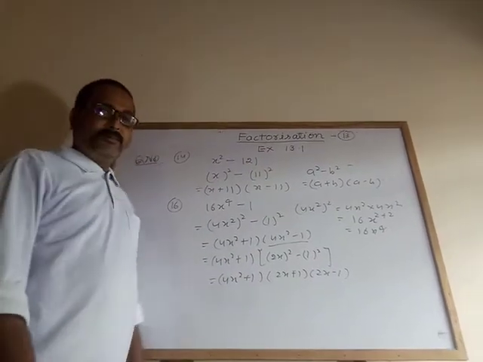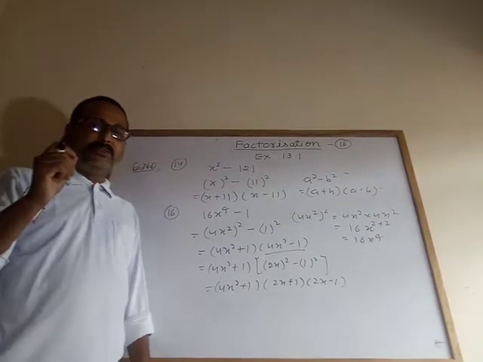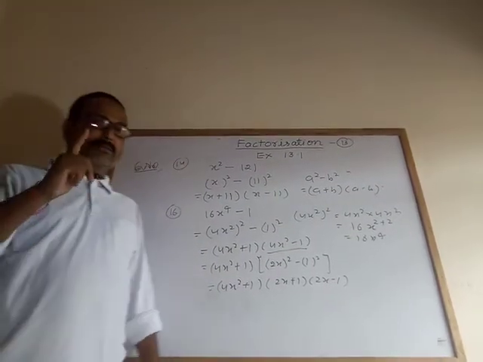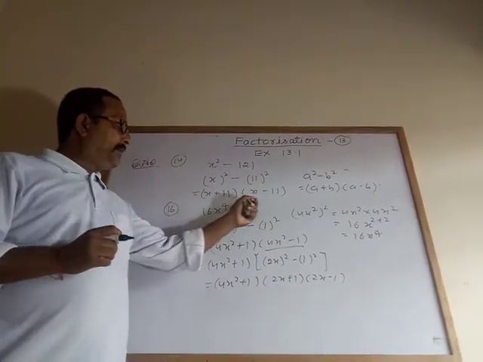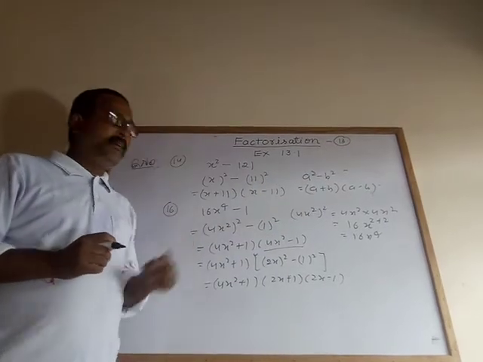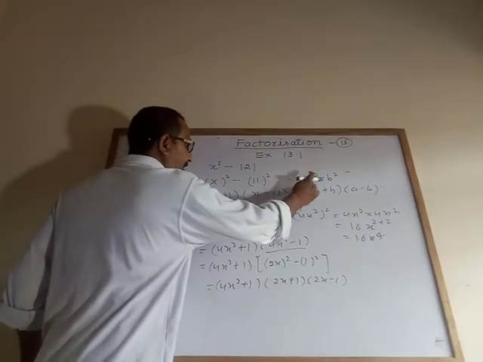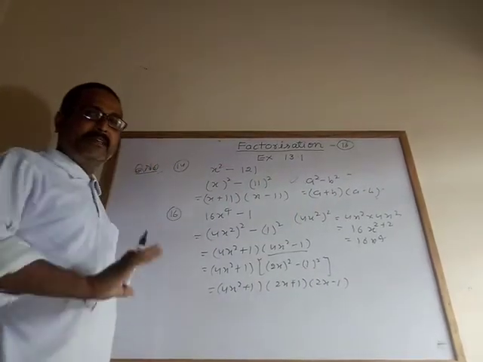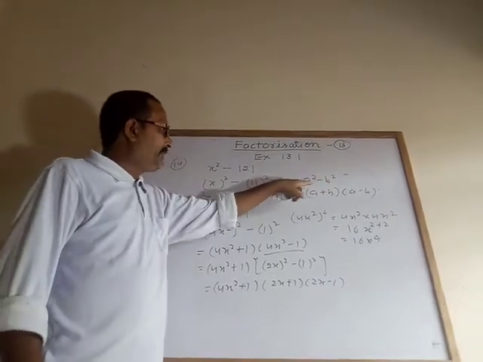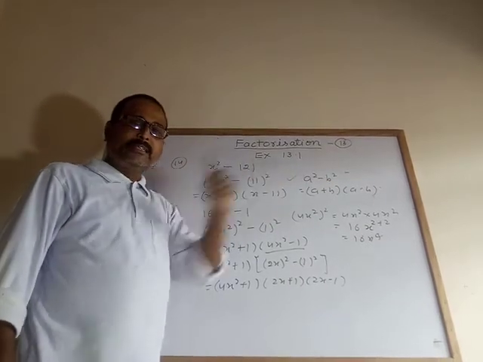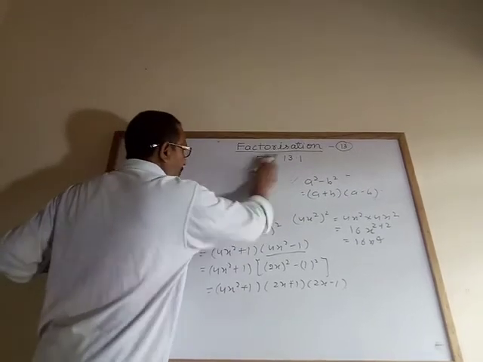I hope that you are understanding the question. Solution, what is the process? Actually, we are using the method of factorization. First method is by common factor method. Second one, factorization by grouping the terms. Third one, by using identity. I have used only one identity, a square minus b square, the difference of the square of two terms. Other identities I am not using in this exercise.